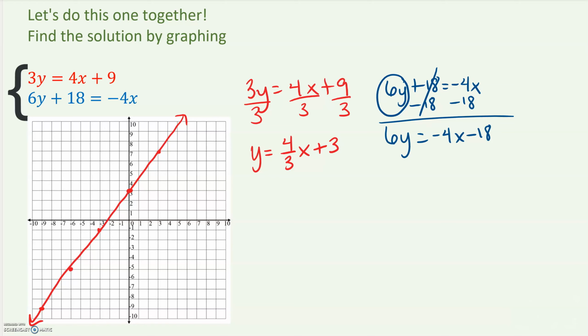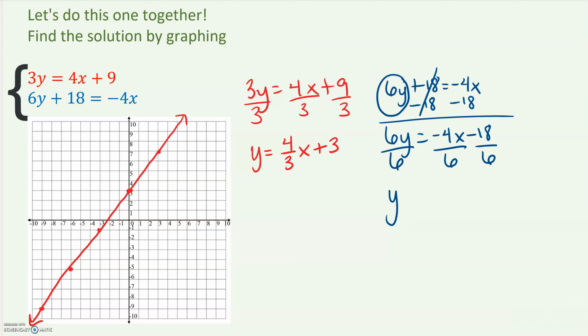I'm going to put that -4x first just because that's how we do it in our slope-intercept form. If you put that -18 first, that's totally fine. The form's just going to be a little different and it might confuse you. So now it looks similar to the previous problem where all we have left to do is divide, and we need to divide everything by 6. So this gets divided, this gets divided, and this gets divided.